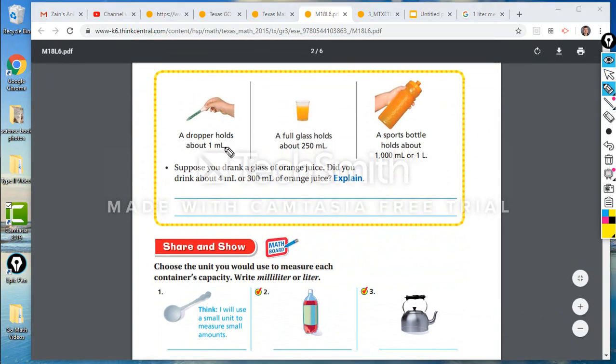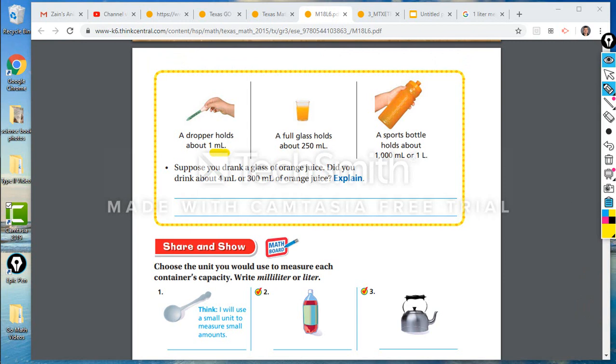So it's asking you, a dropper holds 1 milliliter, and make sure you understand the abbreviations. A full glass holds about 250 milliliters, and a sports bottle, most of them hold a volume of 1 liter or 1,000 milliliters. So the question is asking you, suppose you drank a glass of orange juice. Did you drink about 4 milliliters or 300 milliliters of orange juice?